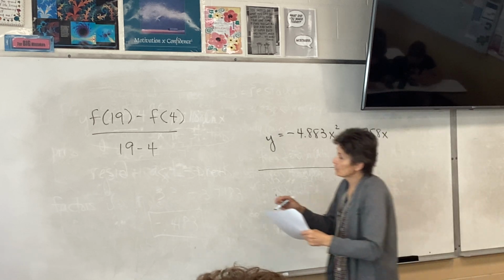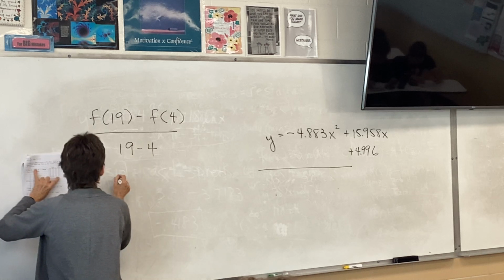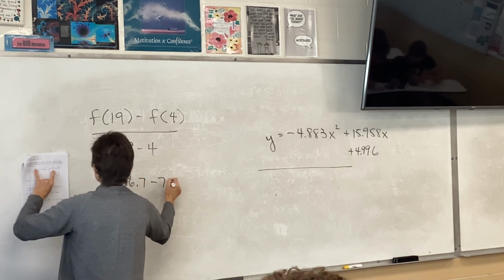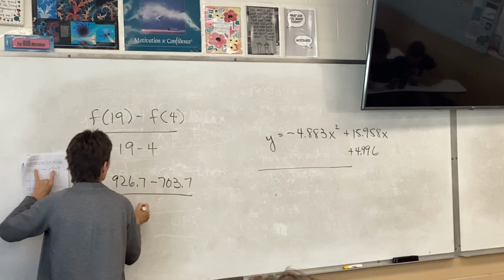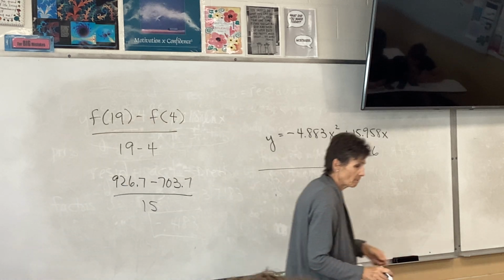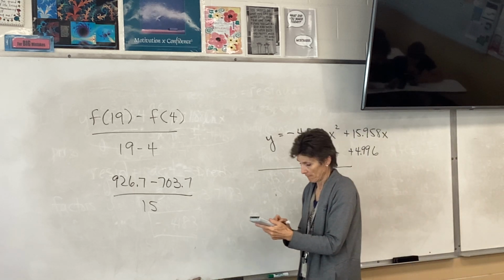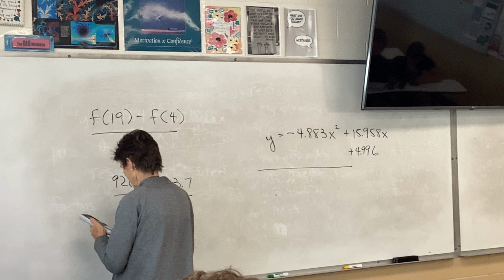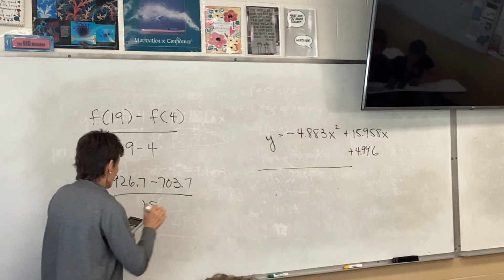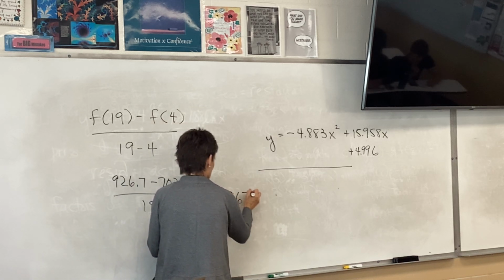Okay, now the good news is, these values are in my table, so 9926.7 minus 703.7 over 15. Won't that be my average rate of change? Type that in. And I got an average rate of change of 14.867.